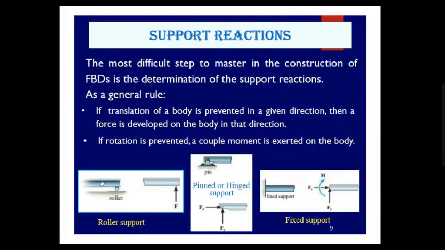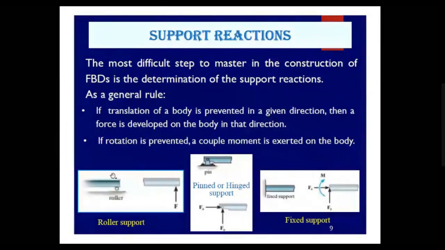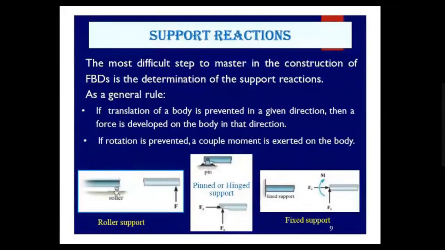For example, let's consider this beam which is supported by a roller support over here. Now, if I apply a horizontal force on this beam, the beam can move horizontally. It means that the support is not providing any kind of resistance to this body, or in other words, the support is not providing any reaction forces in the horizontal direction. But if I apply a force in the vertical direction on this beam, the beam cannot move down. Why? Because there is a support over here and it is preventing its downward motion.